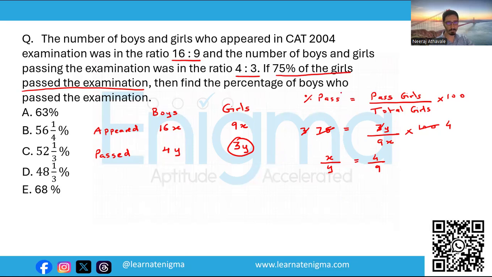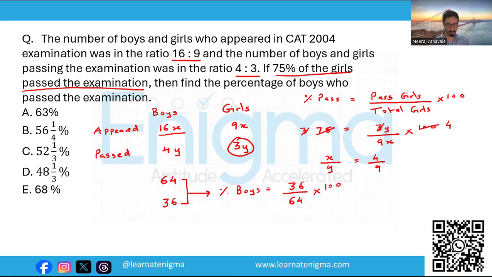Okay. Find the percentage of boys. Now substituting the values, 16x. So total boys are 64. 16 4s are 64. And number of passed boys are 4y. Y is 9. That is 36. Okay. So solving this percentage boys who have passed, that becomes 36 upon 64 into 100.